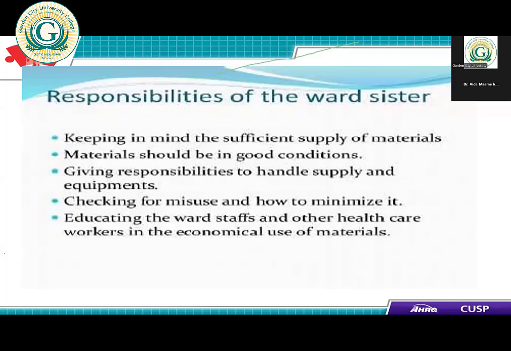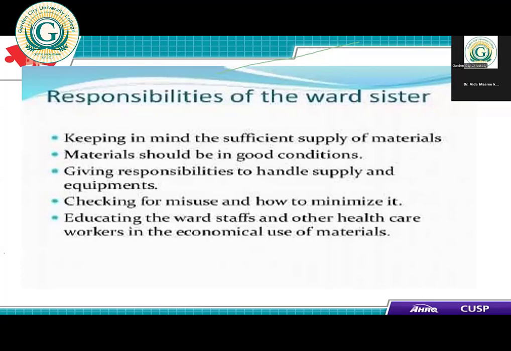So when you come, you just update whatever you have, then you make a requisition. Materials should be in good condition. So check every material, the oxygen cylinders, BP apparatus, everything that is in the ward, that it is working well. Giving responsibility to handle supply and equipment.